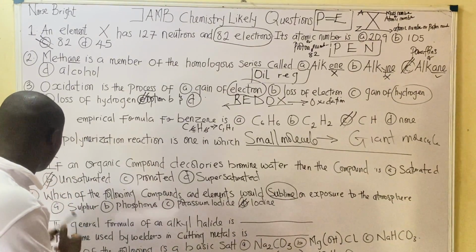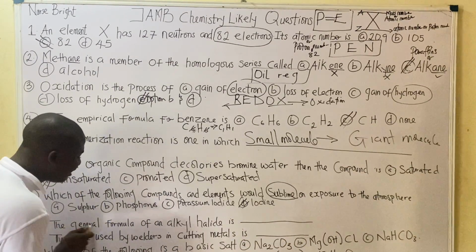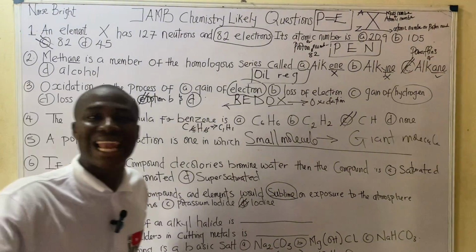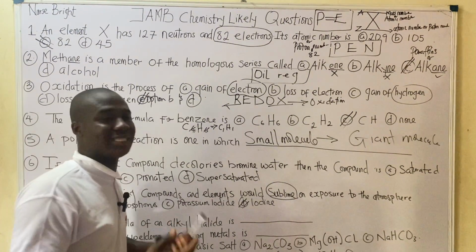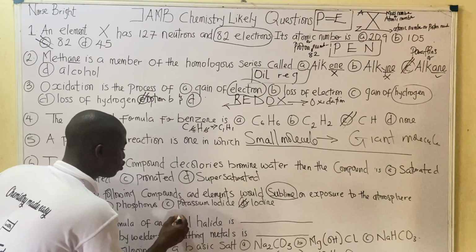So that's for that. Question number 8 says, the general formula of an alkyl halide is what? First of all, you have to understand what an alkyl group is and also what a halide is.